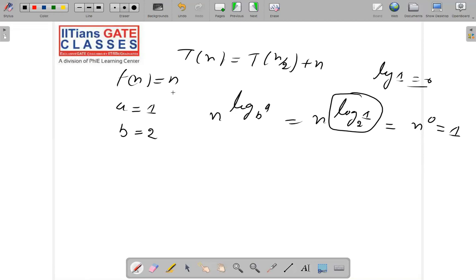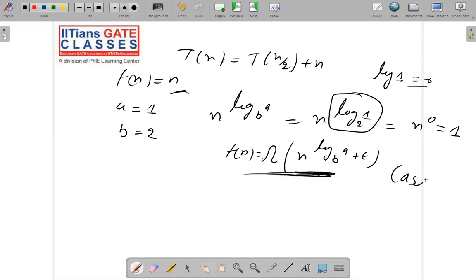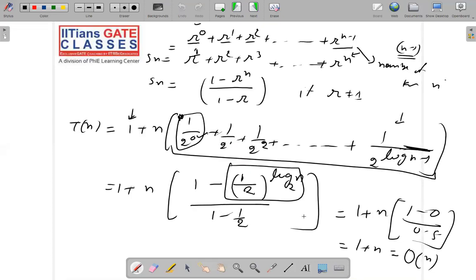So which one is greater? f(n). f(n) is basically omega of n^(log_b a). This is the condition which is satisfied. This is case 2. If you remember, this is case 2. So in this case 2, the answer is theta of f(n), which is theta of n. It is the same thing we reached till here.